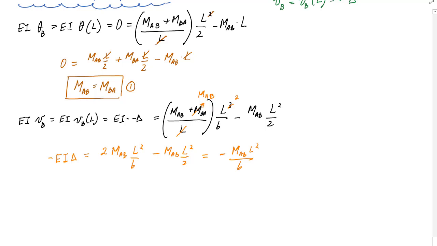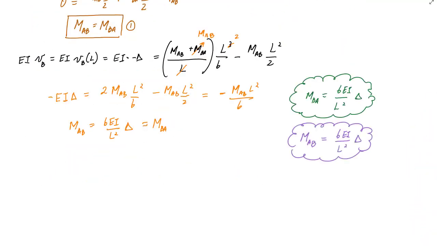And this would tell me that MAB is 6EI over L squared times delta. The positive result just means that the direction I drew that internal moment AB is good. And just like before, because MBA is the same, MAB is also MBA. All right, so if you're still with me, you deserve a freaking medal.